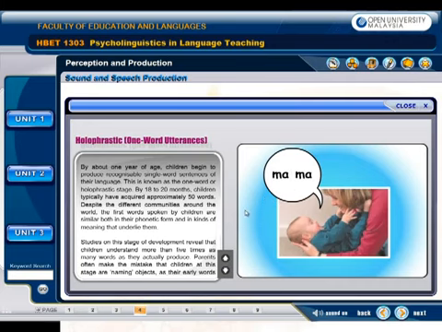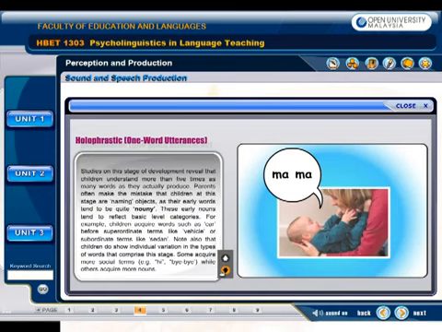By about 1 year of age, children begin to produce recognizable single-word sentences of their language. This is known as the one-word or holophrastic stage. By 18 to 20 months, children typically have acquired approximately 50 words. Despite the different communities around the world, the first words spoken by children are similar, both in their phonetic form and in kinds of meaning that underlie them.